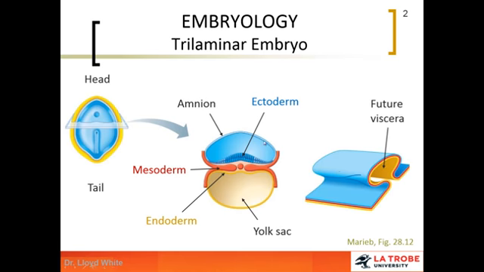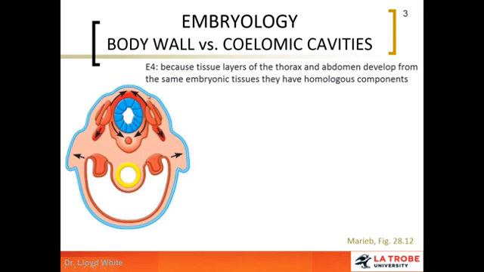And as this trilaminar embryo folds, the layers all come into contact with each other and squeeze off tubes which become our future viscera, like the lungs and the heart and the digestive tract. So we can see again the ectoderm forming the outer layer of the body wall. In red we can see all the developing muscles and skeleton, and in yellow the developing organs.